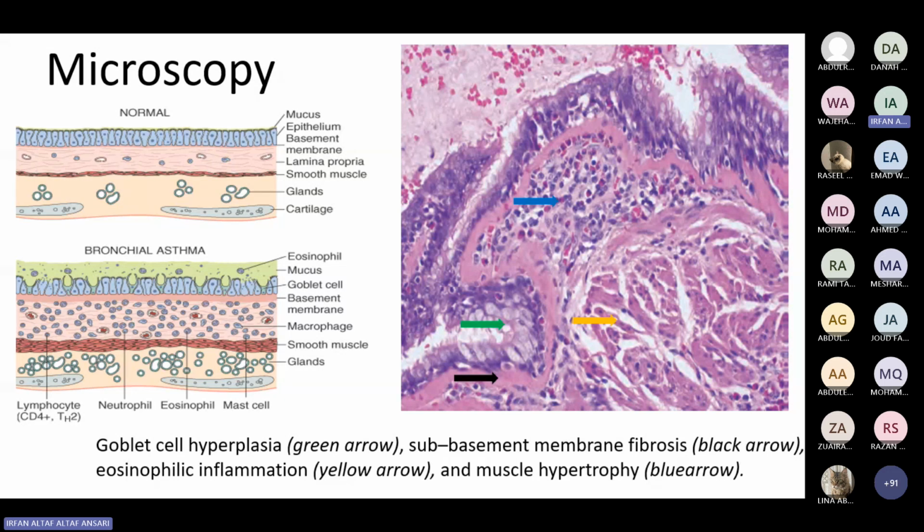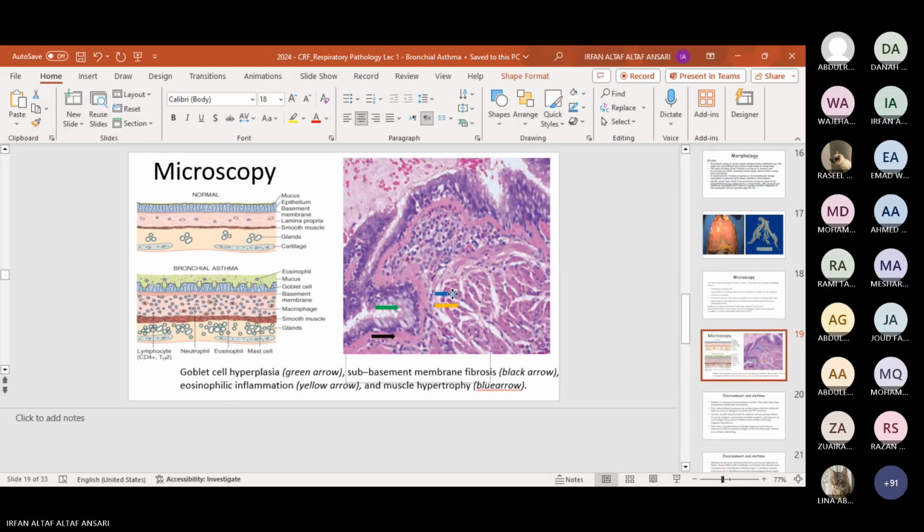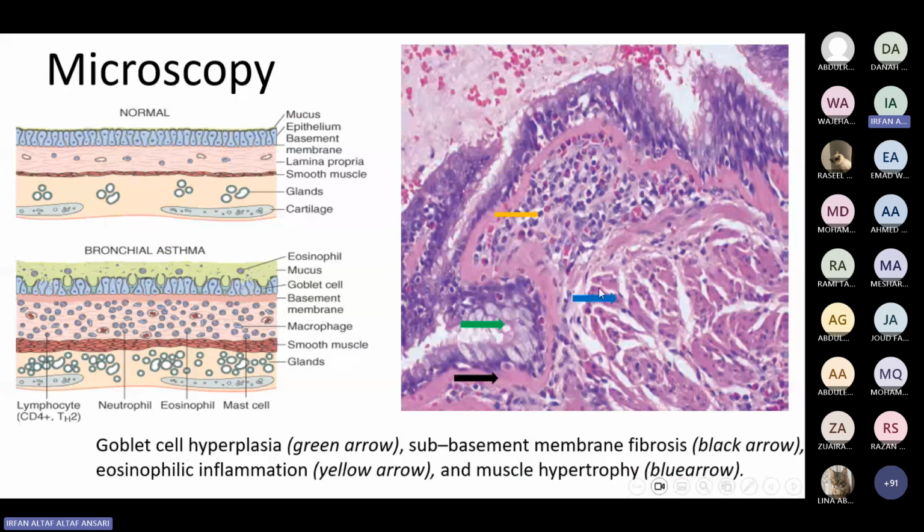Okay, is this microscopic picture clear to you? So here eosinophilic inflammation is shown with the blue arrow. So, eosinophilic inflammation and smooth muscle hypertrophy. These are the remodeling features shown in this microscopic slide from a patient with bronchial asthma. And this is the schematic representation of the difference between normal and bronchial asthma.